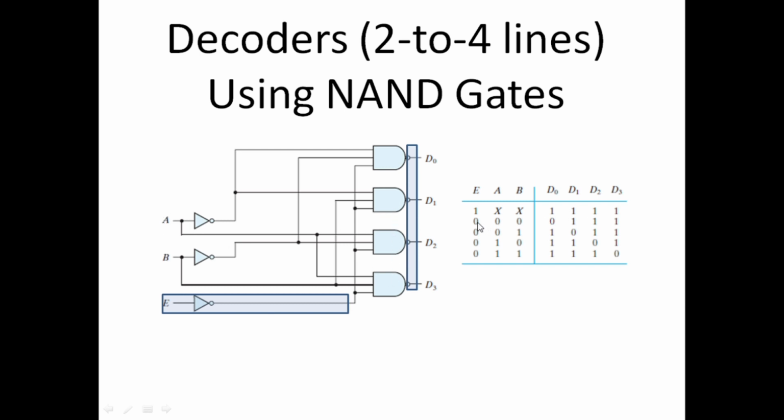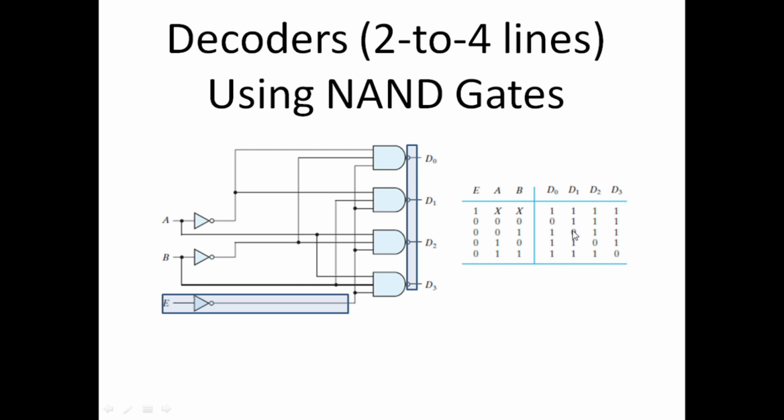So whenever E is 0 and the inputs A, B change. When A and B are 0, 0, only D0 is 0, the rest of the outputs are 1. Keeping E as 0, whenever A, B changes to 0, 1, the D1 is 0. When it changes to 1, 0, D2 is 0. When it changes to 1, 1, D3 is 0.